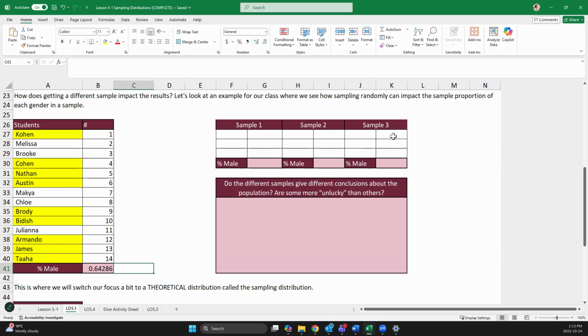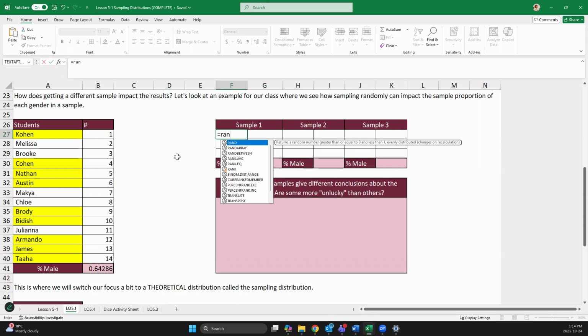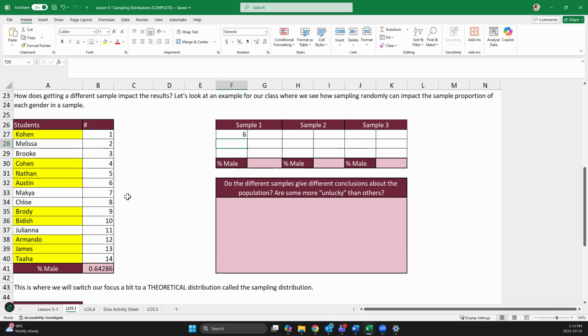Now, we'll take 3 different samples to show you how, for different samples, you can get different results for the percent of males. In order to take a sample, I'm going to use the RANDBETWEEN function, where RANDBETWEEN will give you a random number between a range you specify. Because I have 14 students, this is going to be between 1 and 14. I'm going to copy this so I pick 3 people, and it gives me these numbers, 8, 5, and 9.